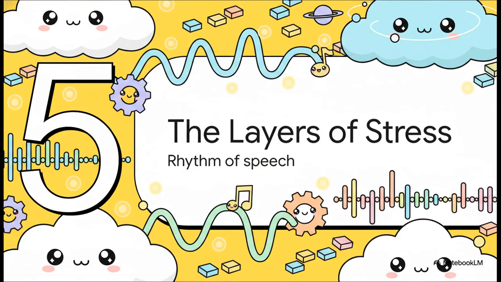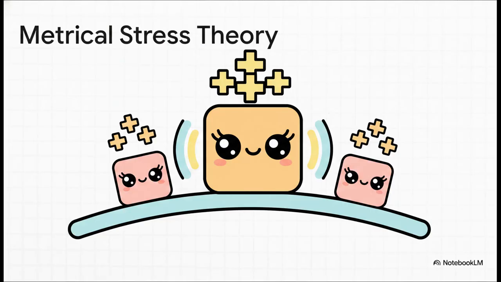Finally, let's wrap things up with Section 5, the layers of stress. Let's zoom out for a second from those tiny syllable blocks and look at the macro rhythmic patterns they create across whole words. Just like sounds group into syllables, syllables group into larger units that phonologists actually call metrical feet. And within these feet, certain syllables are given more prominence, which we hear as higher pitch, greater loudness, or both.